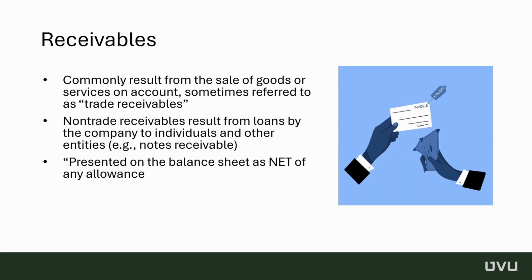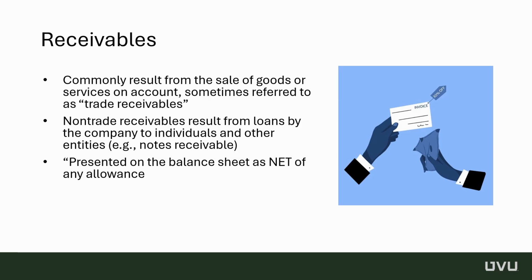Now let's talk about receivables. These most commonly result from the sale of goods or services to customers on credit, which we call accounts receivable. These are also sometimes called trade receivables because they come from the company's normal trade or business activity. But there are also non-trade receivables, which can result from loans that the company has made to other entities. Notes receivable would be the classic example here.